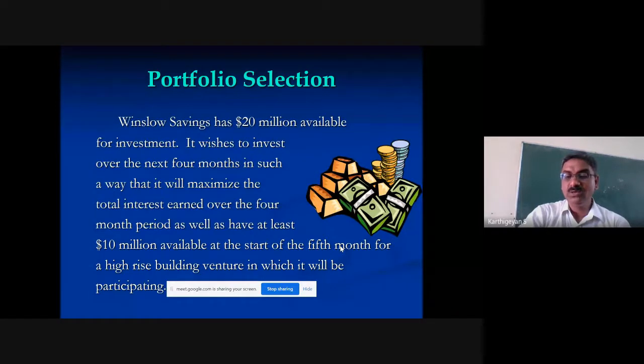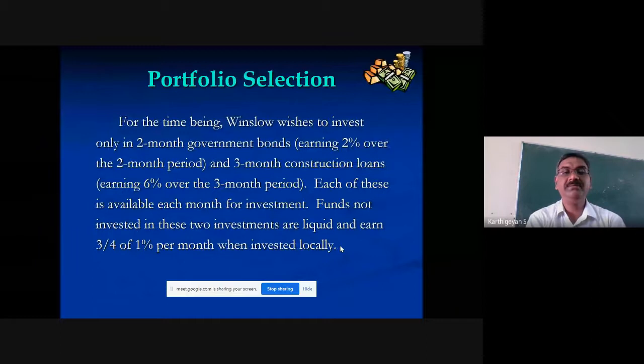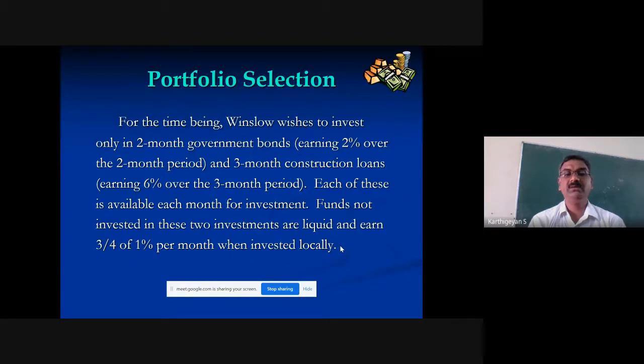For the time being, the organization wishes to invest only in 2-month government bonds, which earn 2% over the 2-month period, and 3-month construction loans, which earn 6% over the 3-month period, and each of these is available each month for investment.